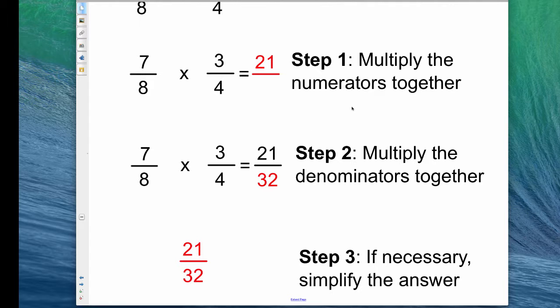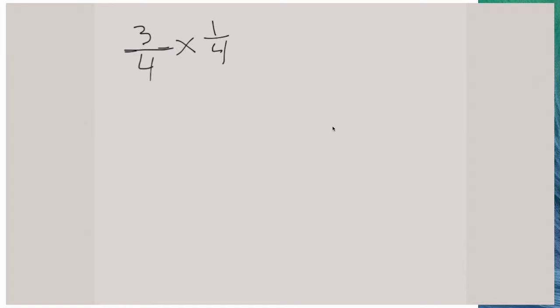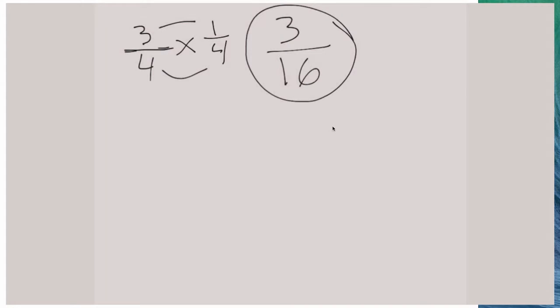Now let's go ahead and get a little practice in. Let's start out with the problem 3/4 times 1/4. So I start out by multiplying my numerators. 3 times 1 is 3. Then I move to the next step of multiplying the denominators. 4 times 4 is 16. Now I've only got to check to see if my problem needs to be simplified. 3 and 16, the only common factor that they have is 1, so they're already in simplest form, and my answer is 3/16. Let's go ahead and try one more.